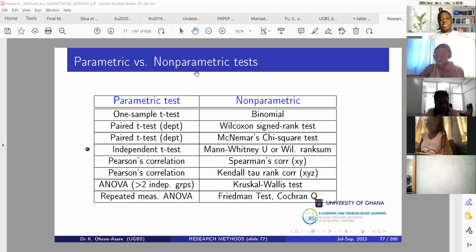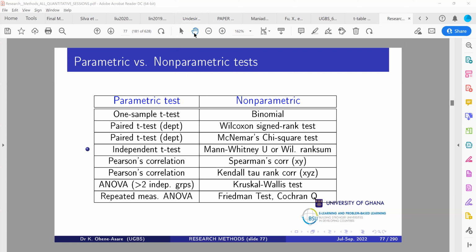We're going to look at two sample hypotheses. And in a two sample hypothesis, we are going to specifically look at the paired t-test. I'm sure you can see it on the screen.